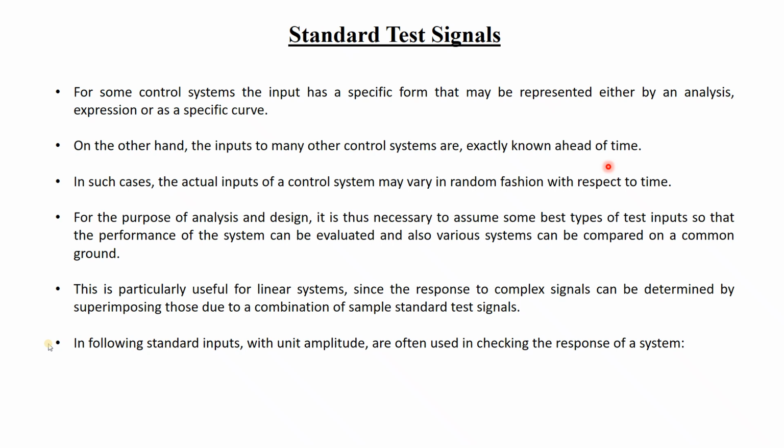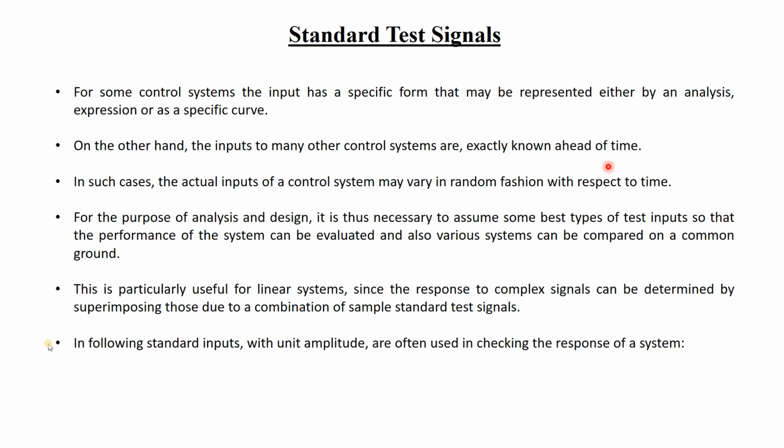Okay. So in such cases, the actual inputs of a control system may vary in random fashion with respect to time. For the purpose of analysis and design, it is thus necessary to assume some best type of test signals so that the performance of the system can be evaluated, and also various systems can be compared on a common ground. That means some common test signals are used for every system, so that the system which you have designed, you can compare with other devices or previous model designs or systems.